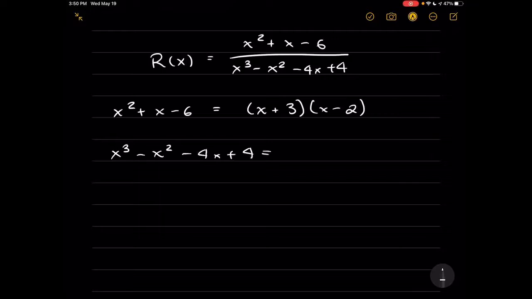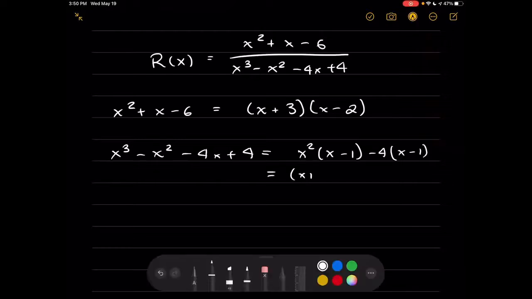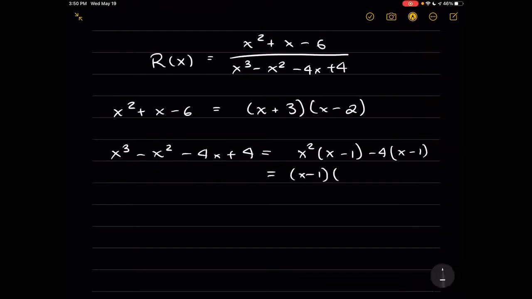I'm going to go ahead and factor this by grouping because it's a cubic and it's set up for that. So we can pull an x squared out of the first two terms, so we get x minus 1. And you can pull minus 4 out of the second two terms, and get an x minus 1 as well. We can pull that x minus 1 out, and we get x squared minus 4. That's the difference of squares. We know how that factors. So we get x plus 2, x minus 2.